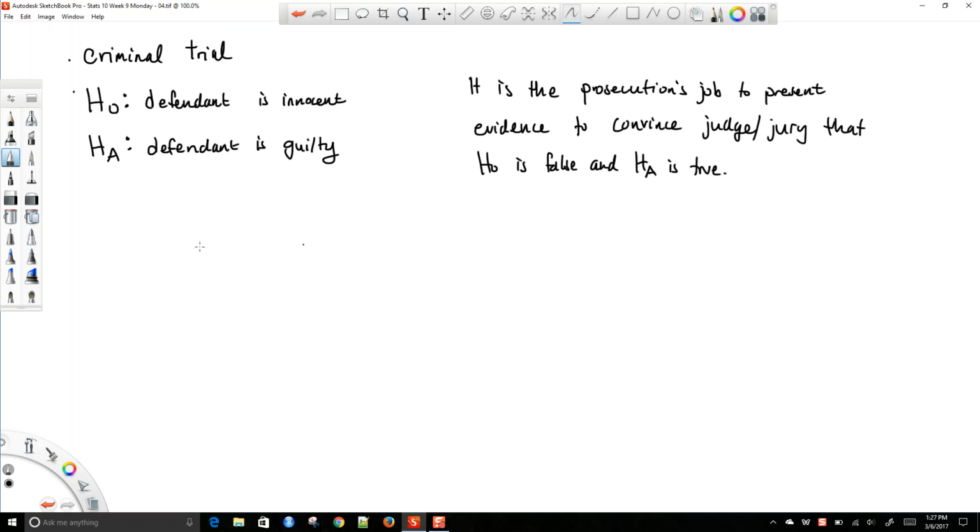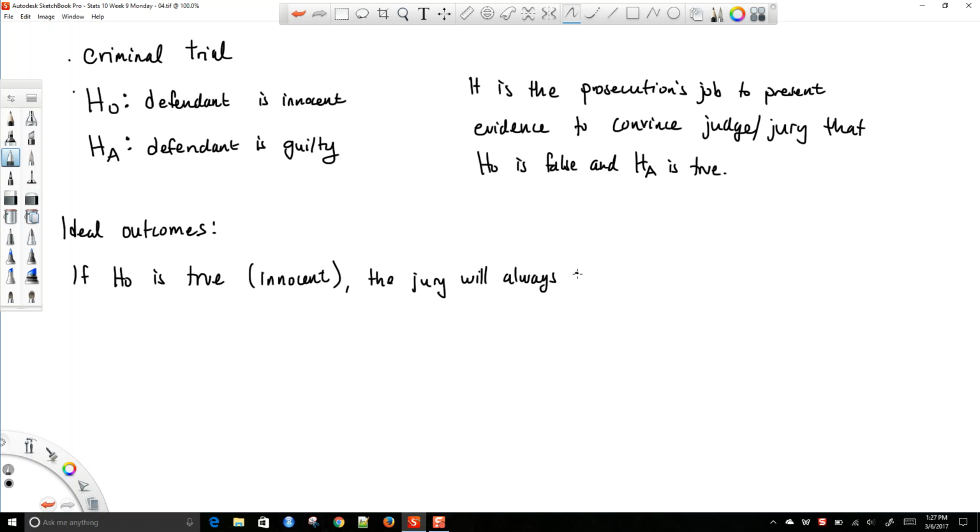Okay, and so what we have here, let's talk about the ideal situations, okay? Ideal outcomes. The ideal outcome is that if the null hypothesis is true, meaning the defendant is innocent, ideally the jury will always conclude what? They'll always say not guilty, right?